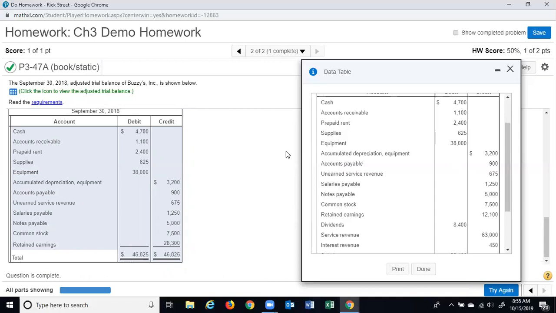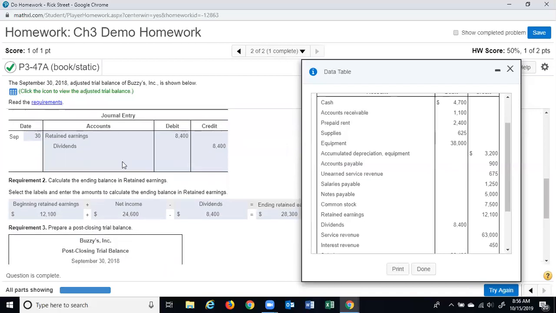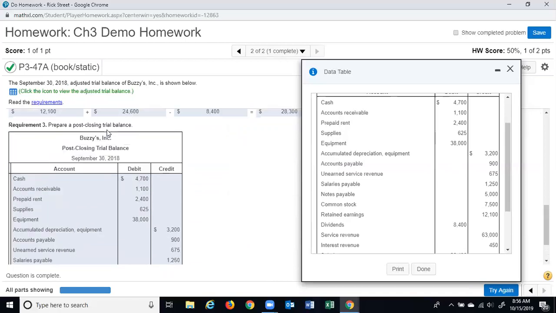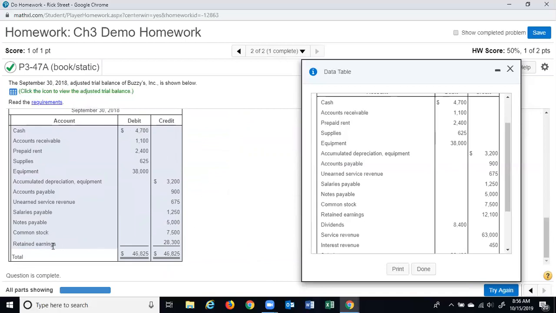Okay, that's it. That's the closing process from an adjusted trial balance, closing revenues, expenses, and then dividends, calculating the new retained earnings balance, closing those accounts and producing a post-closing trial balance, and noticing that we have no temporary accounts at this point. We have all permanent accounts, and we are ready to start the new year on October 1.